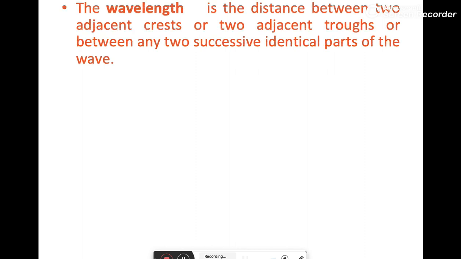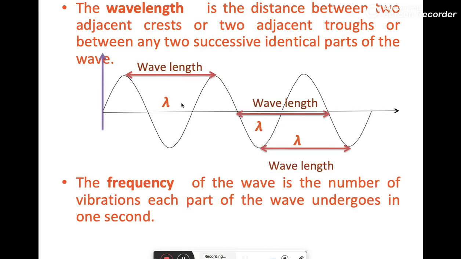Now the wavelength. The wavelength is the distance between two adjacent crests or two adjacent troughs or between any two successive identical parts of the wave. See, the distance between two successive crests or two successive troughs or two successive identical parts of the wave is known as wavelength, lambda. The frequency of the wave is the number of vibrations each part of the wave undergoes in 1 second.